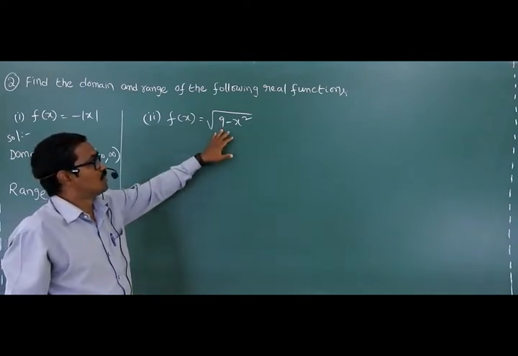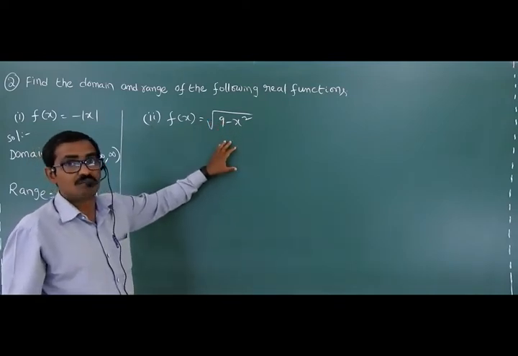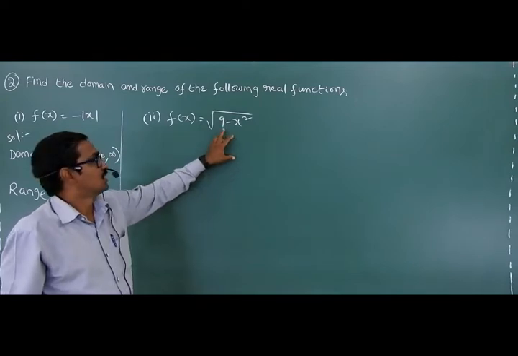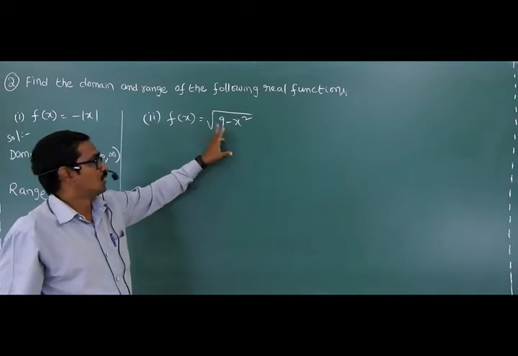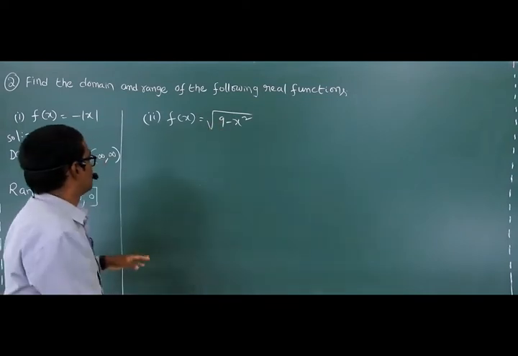If 9 minus x square is negative, then root over a negative number is an imaginary number. We should get real number only. That's why 9 minus x square should be greater than or equal to 0. Then only root over 9 minus x square is defined. I write here.